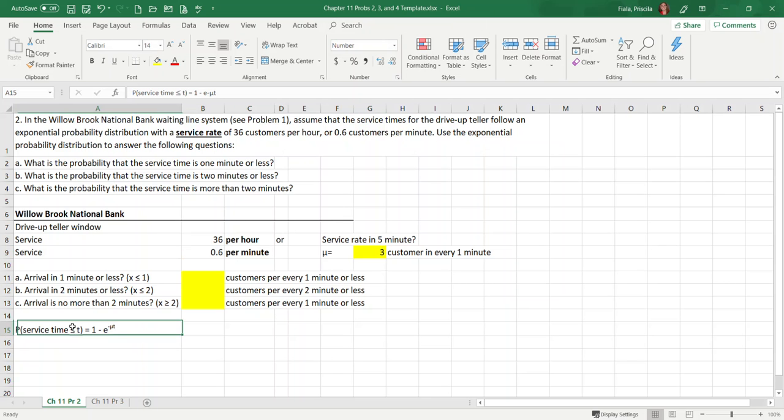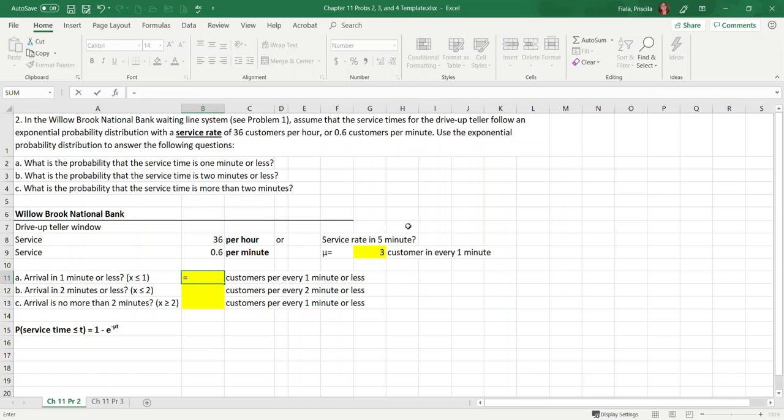So remember, I put the formula over here so you don't have to go back to the book. So we're going to do arrival in 1 minute or less. Therefore, we're just going to look at the formula over here. We're going to do equals to, I'm going to open a parenthesis over here.